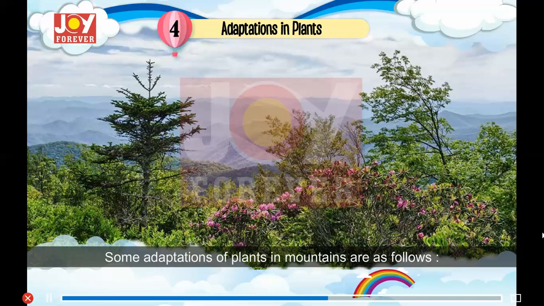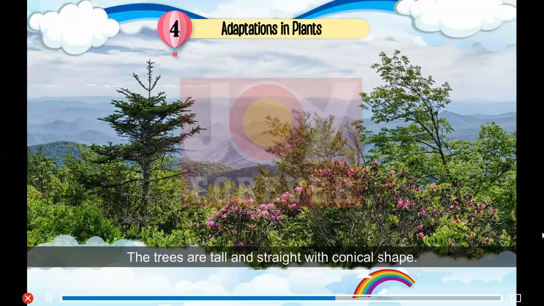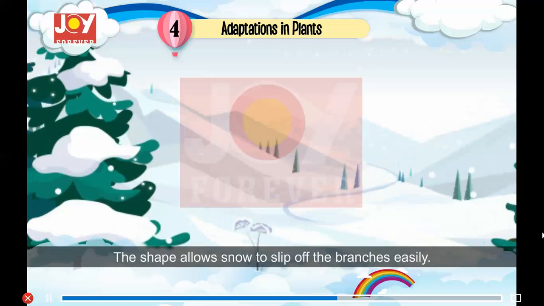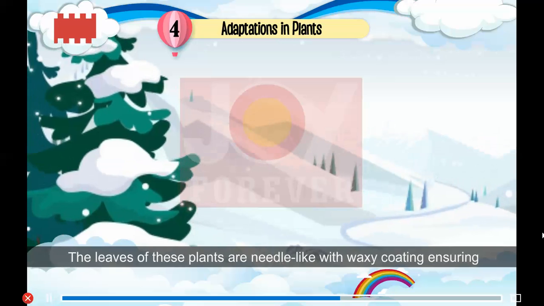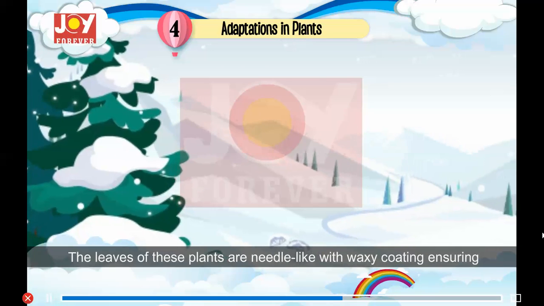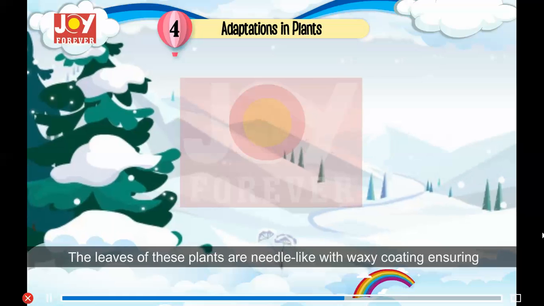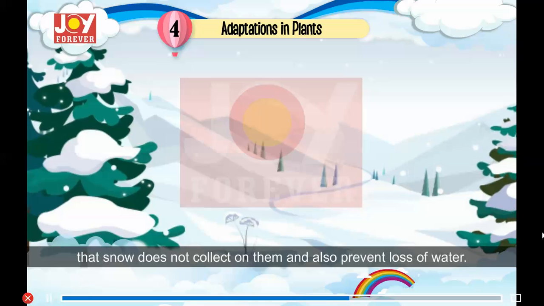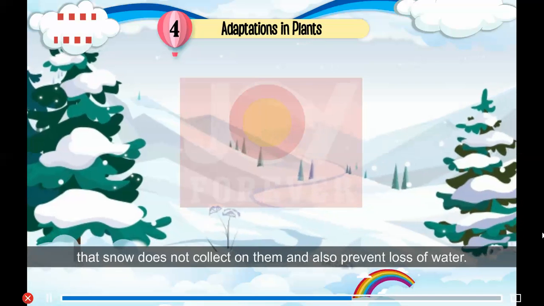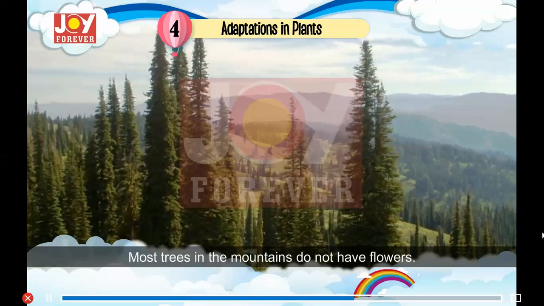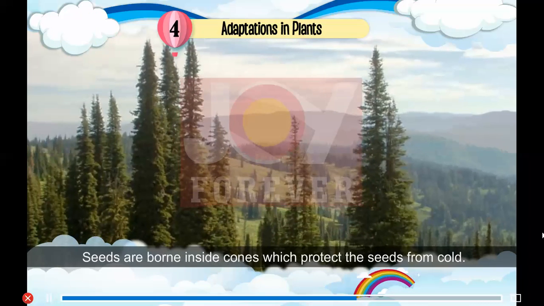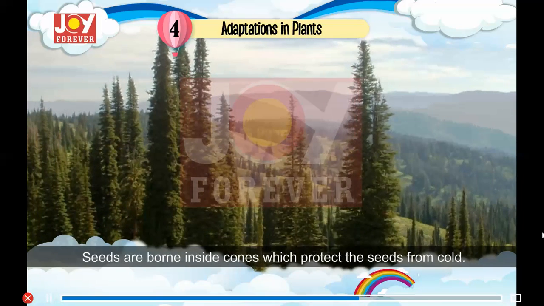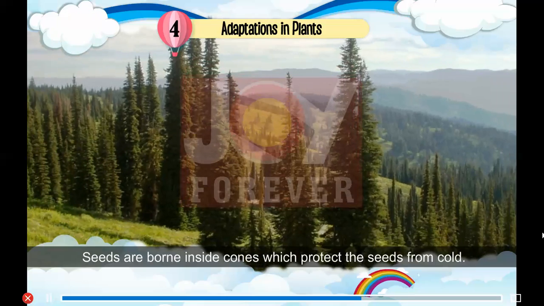Some adaptations of plants in mountains are as follows. 1. The trees are tall and straight with conical shape. The shape allows snow to slip off the branches easily. 2. The leaves of these plants are needle-like with a waxy coating, ensuring that snow does not collect on them and also preventing loss of water. 3. Most trees in the mountains do not have flowers. Seeds are borne inside cones which protect the seeds from cold.